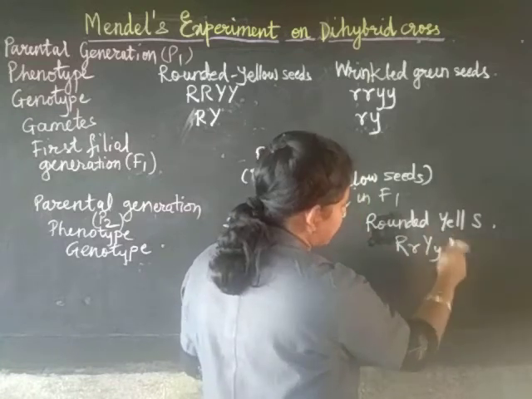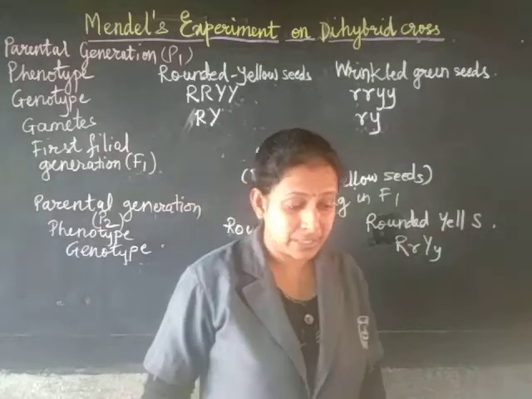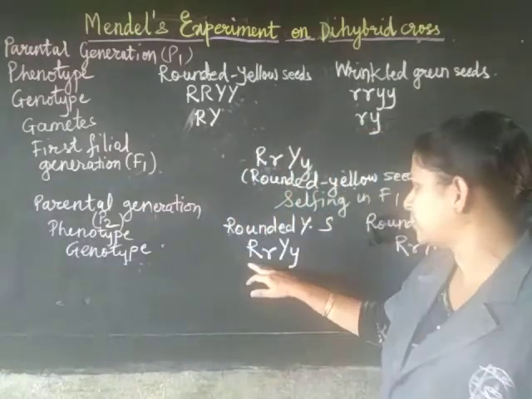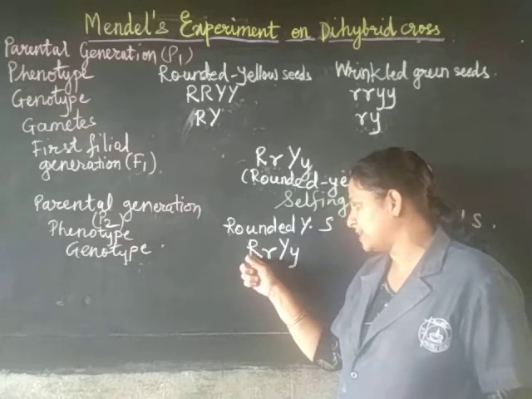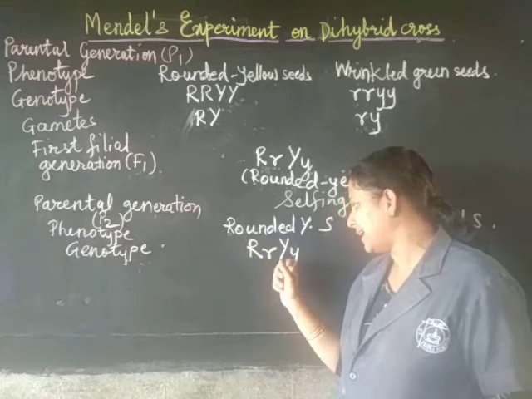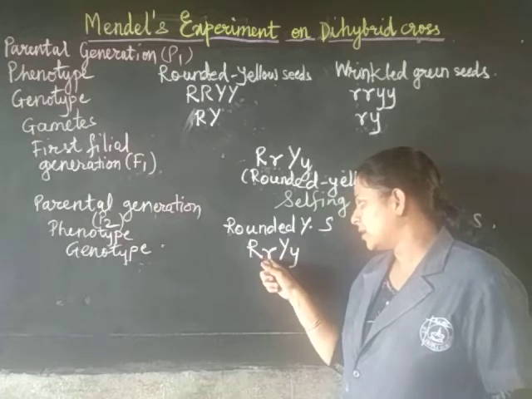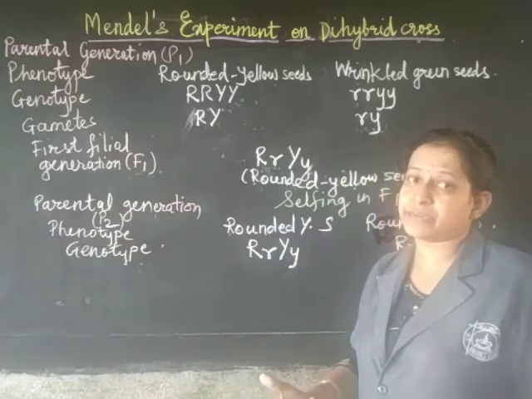Capital R, small r, capital Y, small y. Now the next step is to write the gametes. Here different combinations can come. You can have a combination of gametes like round and yellow, then round and green. You can have wrinkled and yellow, and wrinkled and green. That means 4 different types of gametes will be formed.